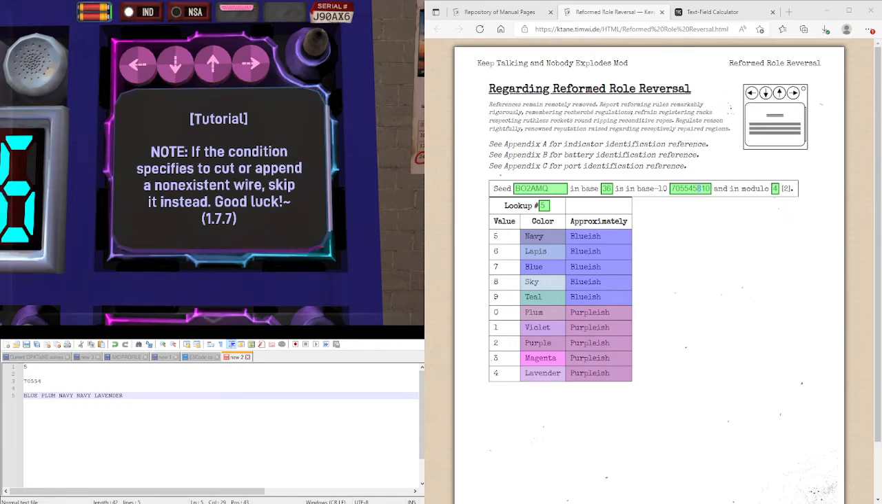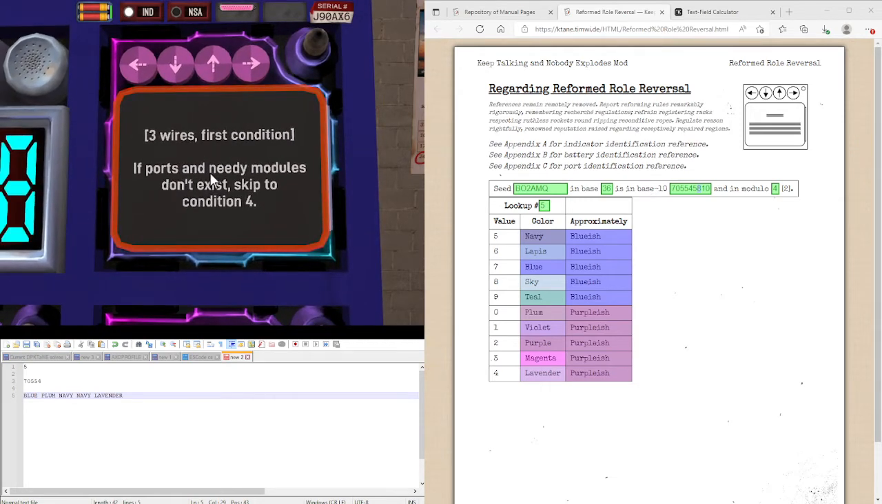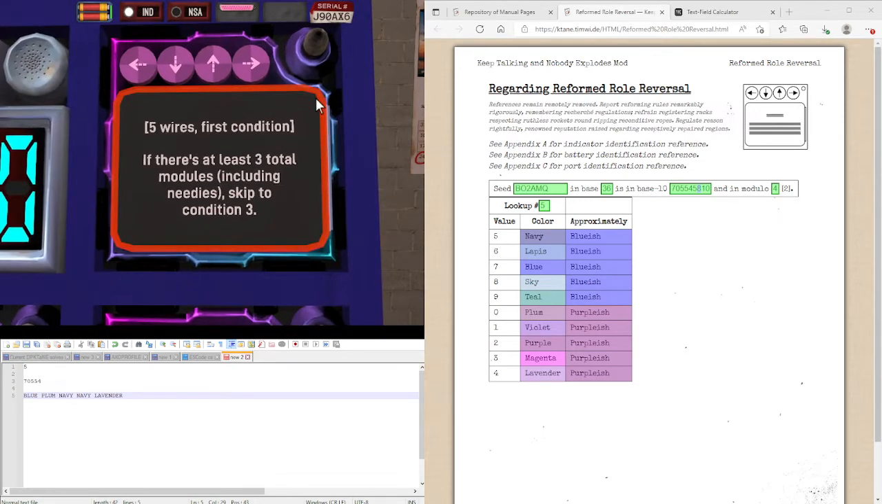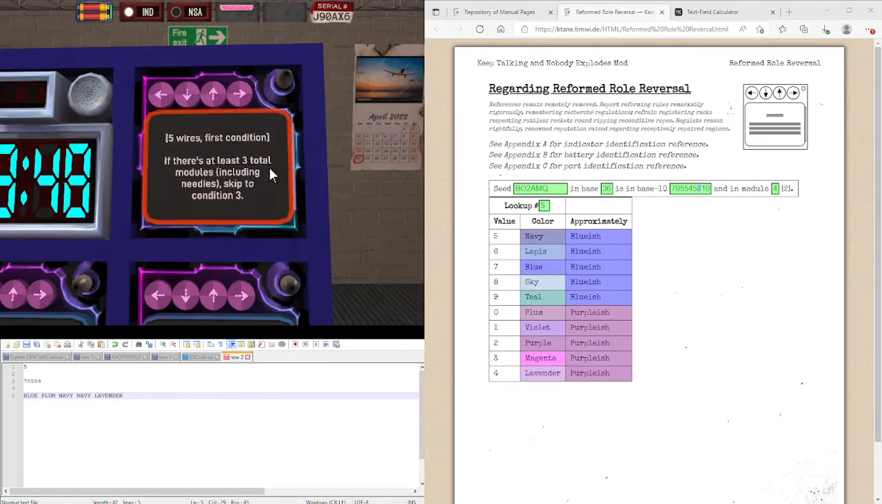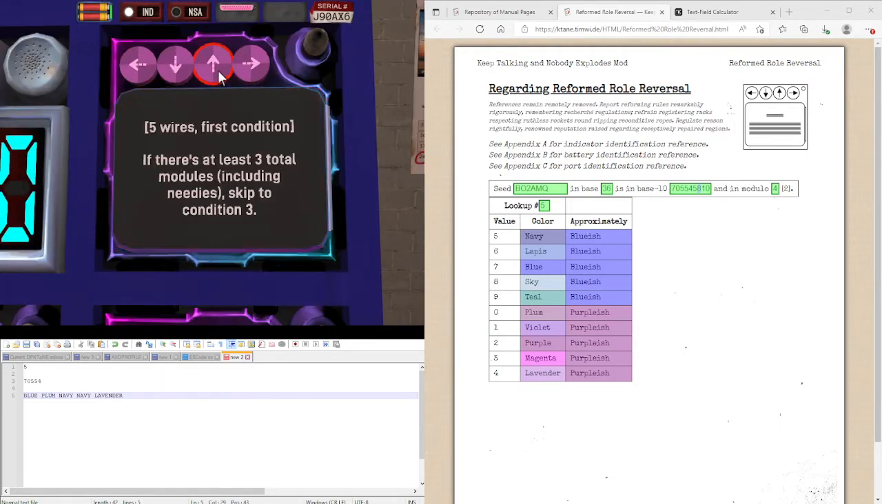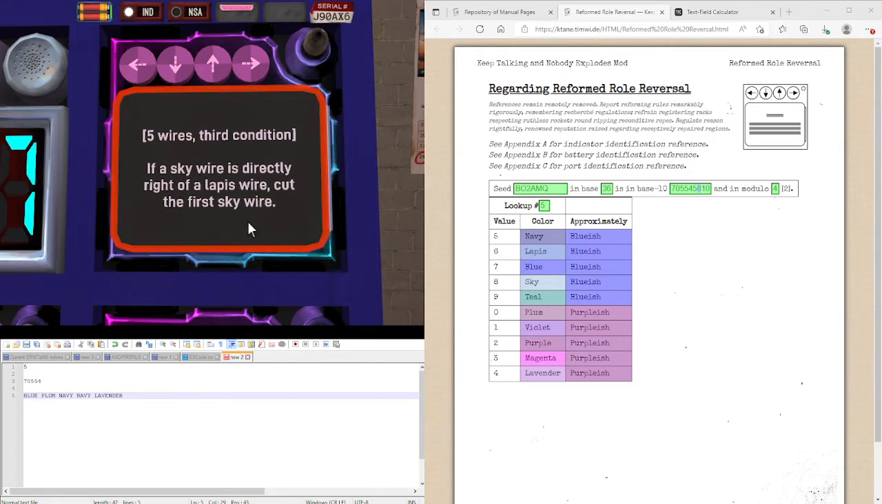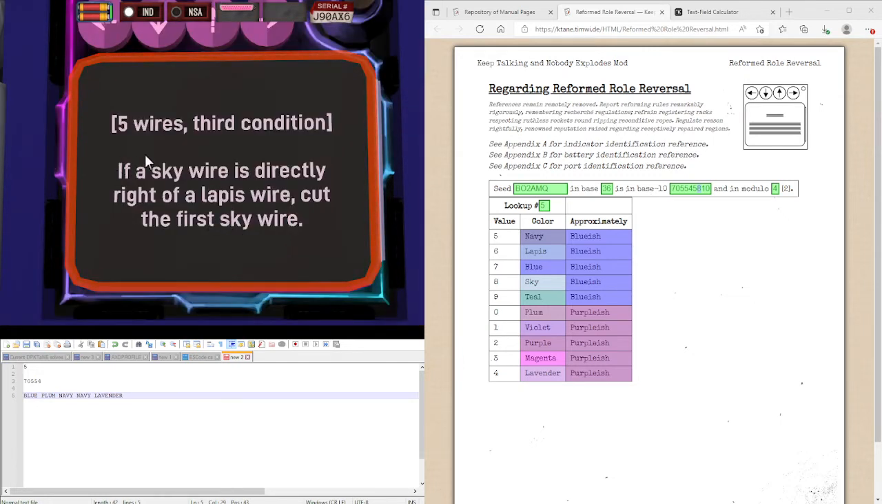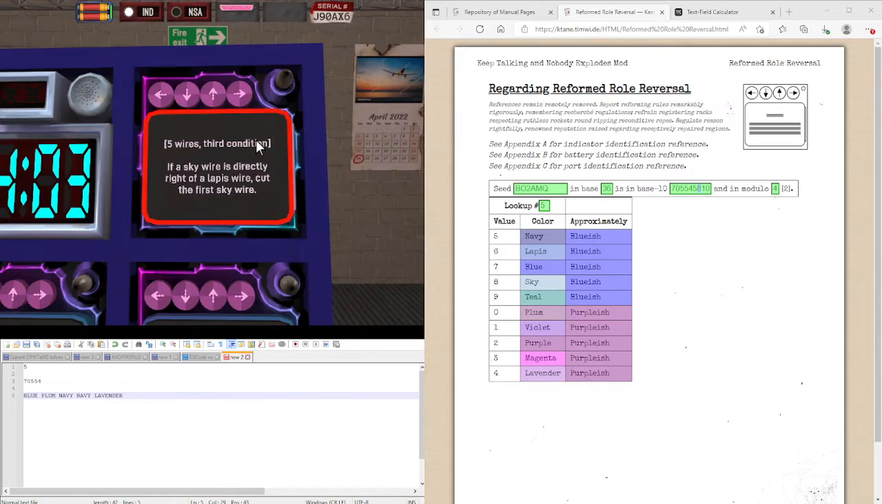Okay, so we know there's 5 wires, so we can press the screen to jump to each one. So now 5 wires, first condition. If there are at least 3 total modules, including needy, so we have 3 Reformed Reversals. It's good to condition 3. That means even if condition 2 would have been true, we ignore it. If a sky wire is directly right of a lavender wire, we don't have either of those, so we can skip that.